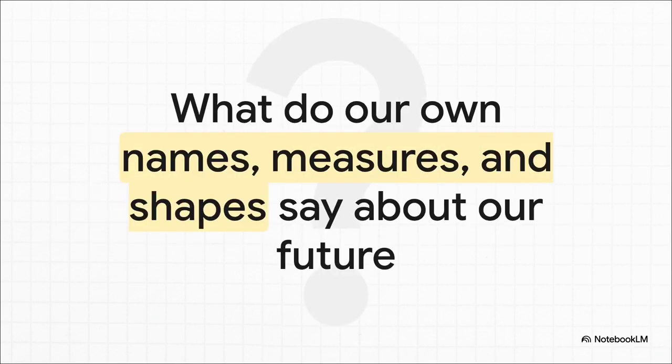And that leaves us with one last, kind of provocative thought. If this framework can give us a strategy for analyzing a hypothetical alien, what does it reveal when we turn that lens back on ourselves? As our technology advances, as we start manipulating things at the quantum and digital levels, how are our own names, measures, and shapes evolving right now? What will they say about us to an intelligence 1,000 years from now?